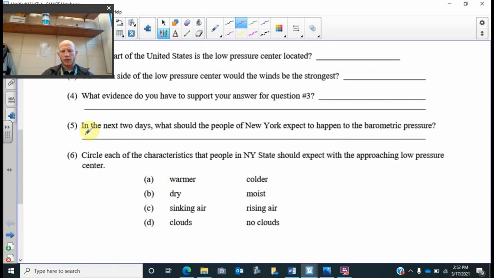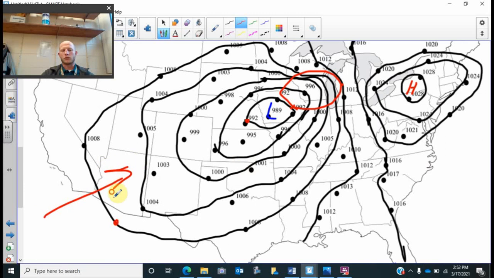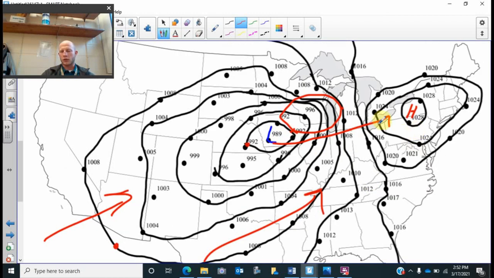Next question is number 5. In the next 2 days, what should New York people expect to happen in barometric pressure? Well, we know here across the U.S., our weather moves in this direction. Okay, so what's going to happen is this low pressure zone is actually going to make its way over here. So what's going to happen to the air pressure in the coming days? Well, the air pressure is going to go from a nice high 1028, and this low pressure zone is going to move this way, and so our barometric pressure would drop over the next coming days because this low air pressure is coming up on it.